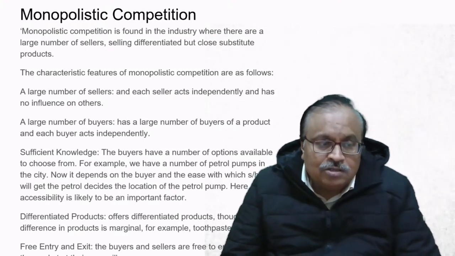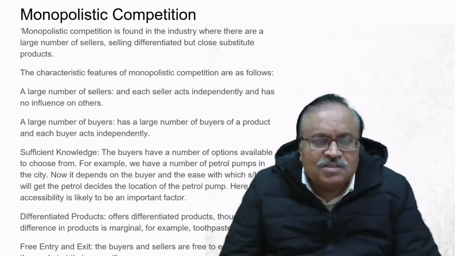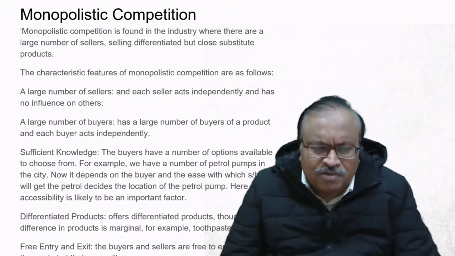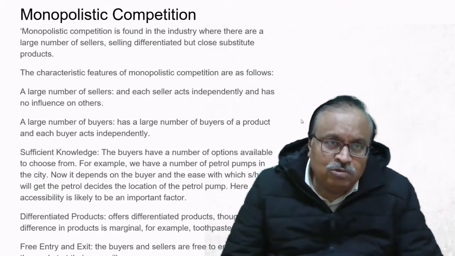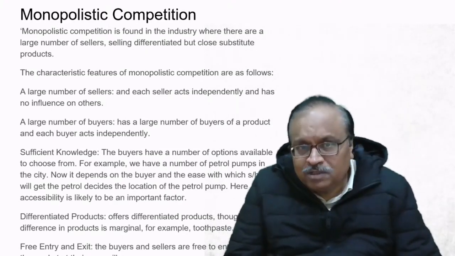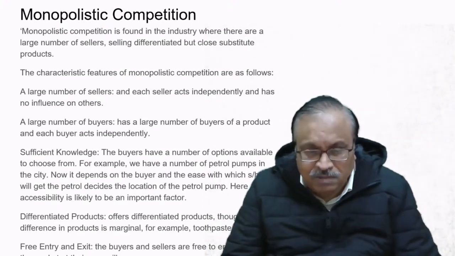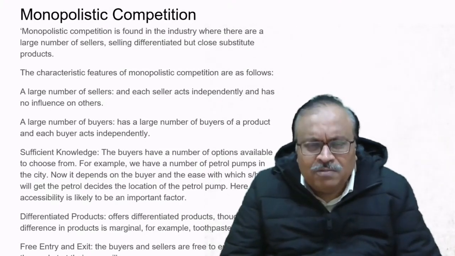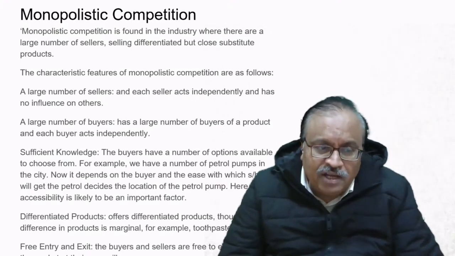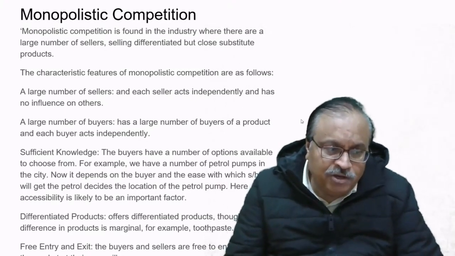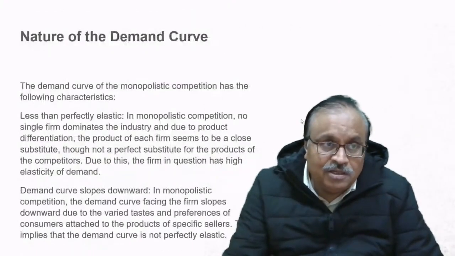Differentiated products. Differentiated products means the firm offers differentiated products, though the difference in products is marginal. Like toothpaste. We have toothpaste from Colgate, and we have toothpaste from some other companies. The basic contents remain the same. Maybe the taste or the fragrance will slightly differ. Free entry and exit: the buyers and sellers are free to enter and exit the market.